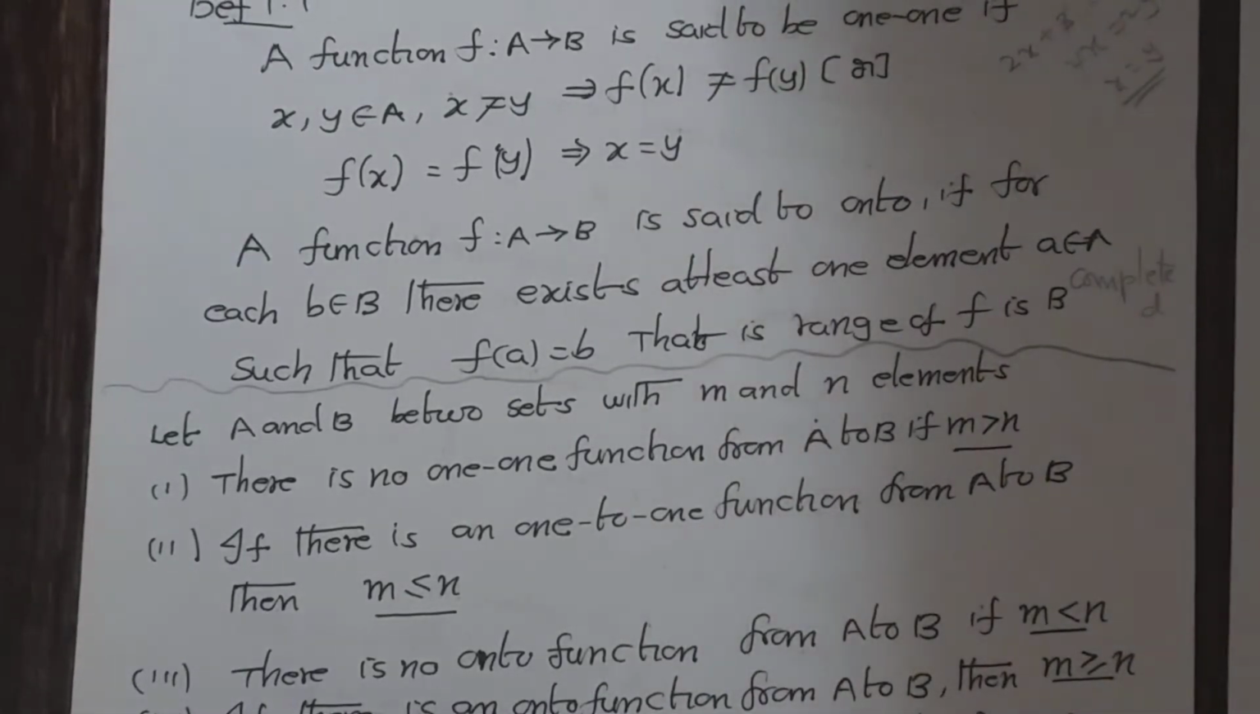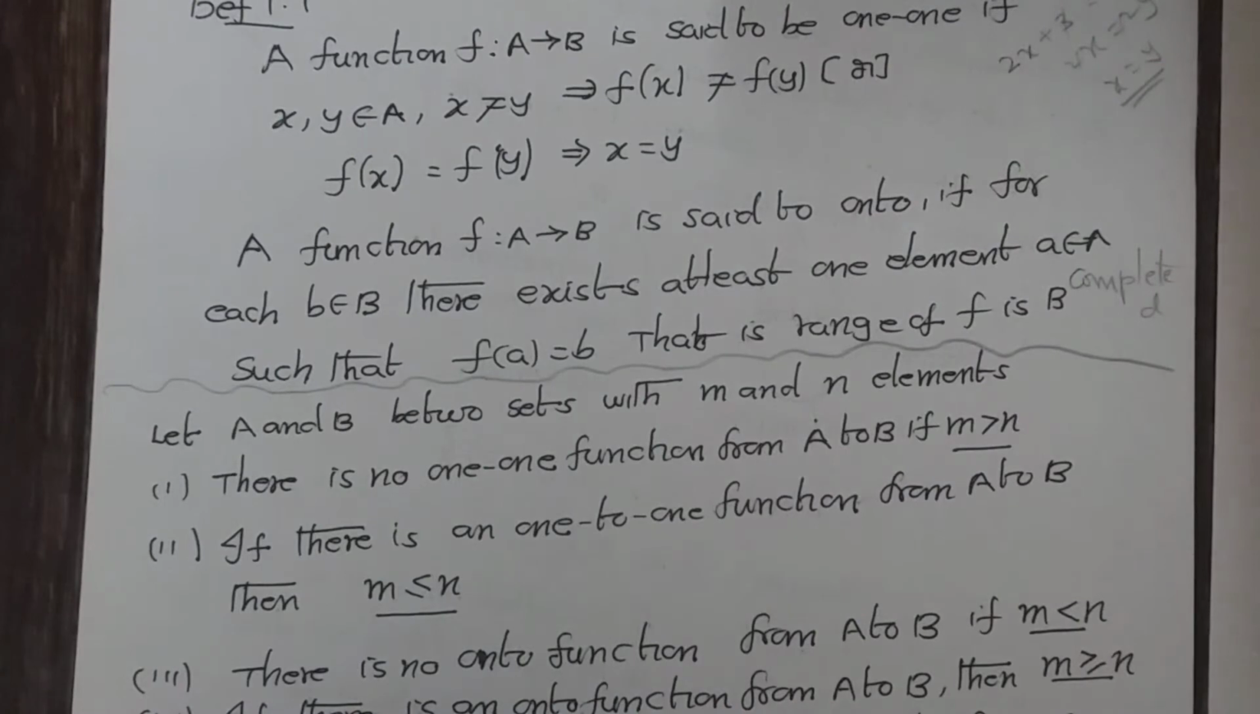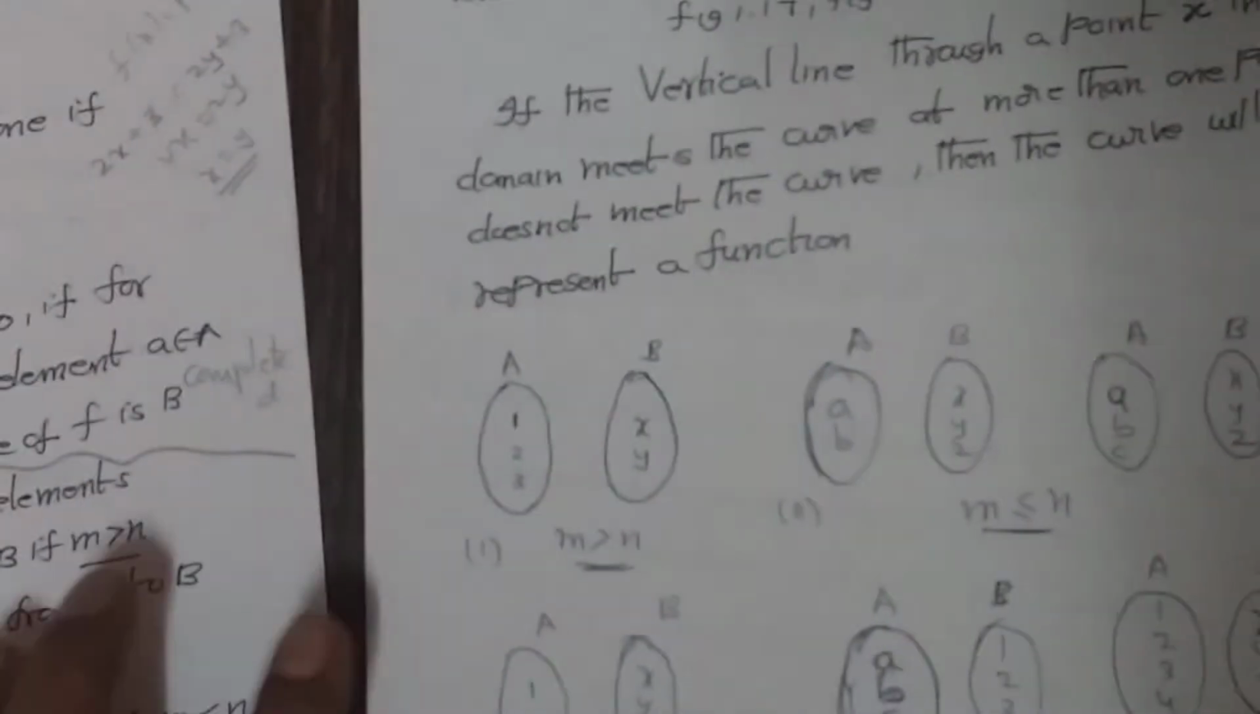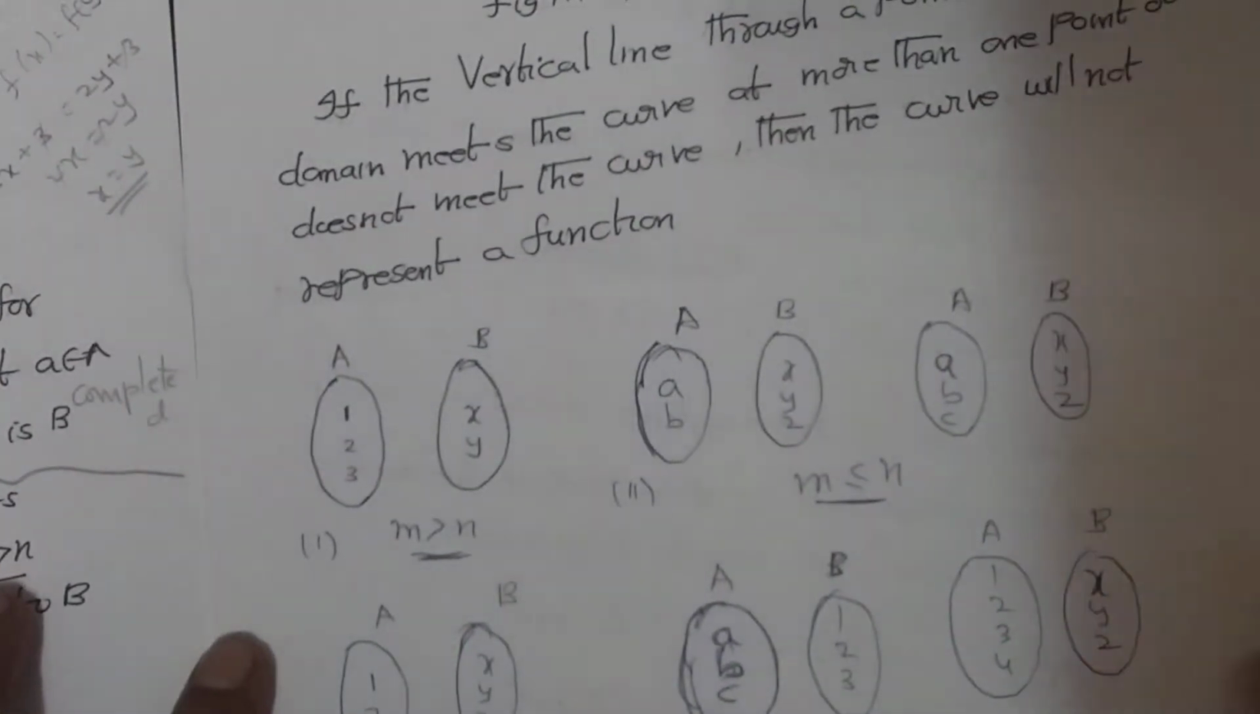Okay, that means if you want to frame a one-to-one function, the number of elements in A set, M, should be less than or equal to the number of elements in B set. Okay, so what is the meaning of this one? Less than or equal to means this is the meaning. See here, I am explaining this one. See, M is less than N.